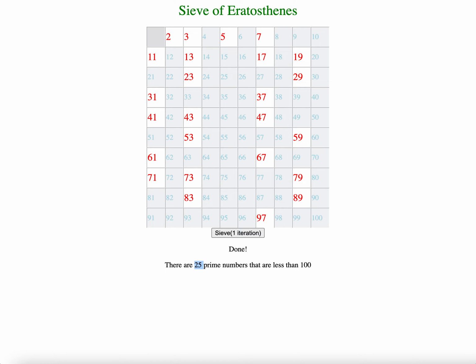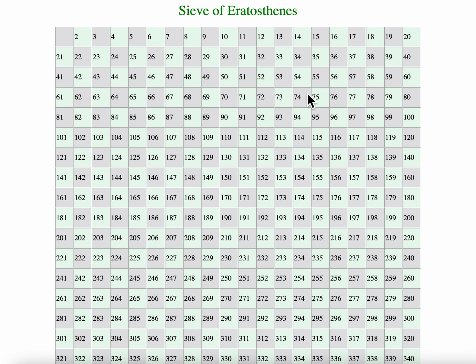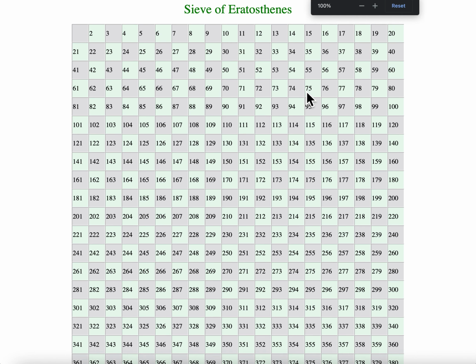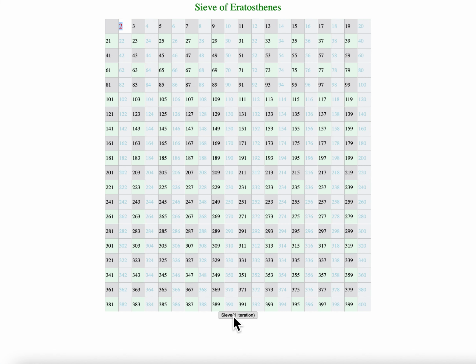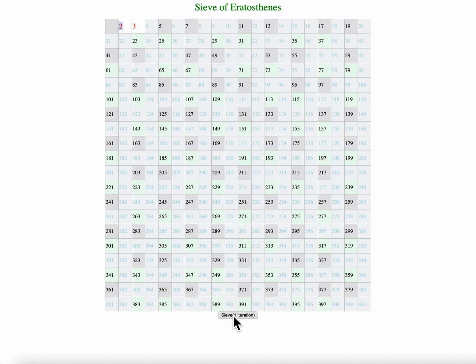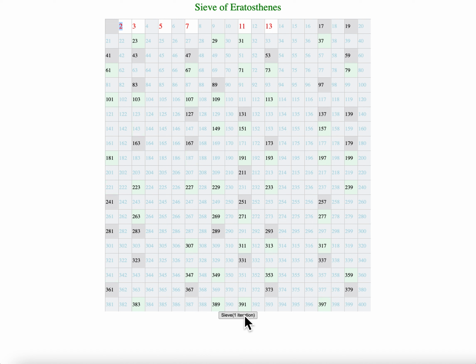So here we can run the algorithm. Let's say we want to check up to 400. Let me make it smaller so that you can see the button here. Let's just illustrate the process. Again, the first number you see is 2, a prime number. You get rid of the multiples of 2. The next number is 3. You get rid of the multiples of 3. And next is 5. You get rid of multiples of 5, multiples of 7, multiples of 11, and 13, 17, and 19.